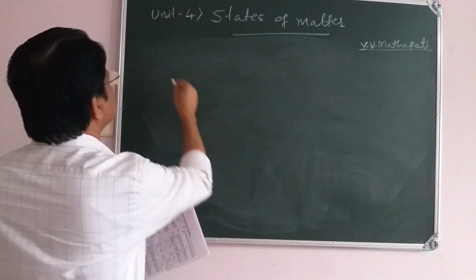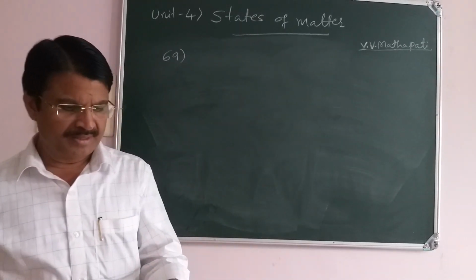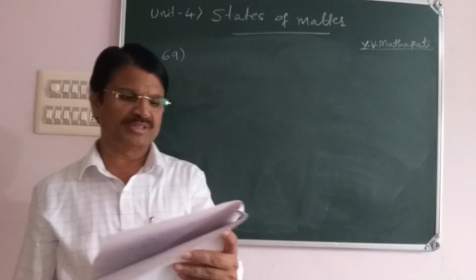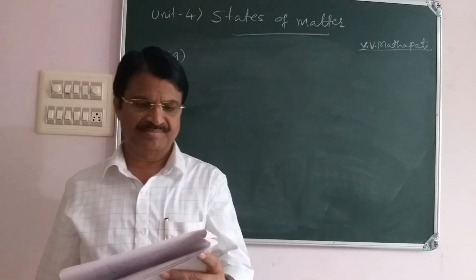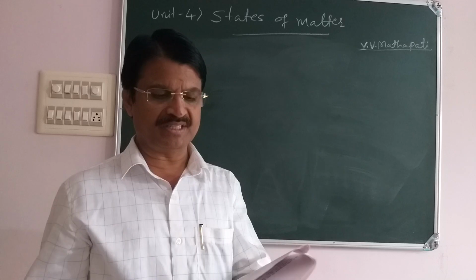Question number 69. Pressure exerted by 6.0 gram of methane gas in a 0.03 m³ vessel at 120 degrees Celsius is. They are asking pressure, but mass is given, volume is given, temperature is given.